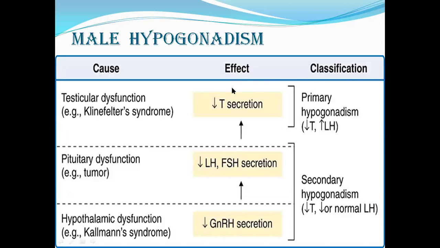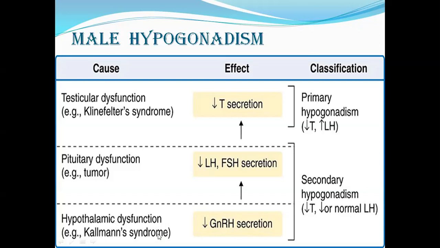Now coming to male hypogonadism, it may be due to hypothalamic dysfunction, which is known as Kallmann syndrome, or pituitary dysfunction due to a pituitary tumor. Here we see that the GnRH secretion is low, so also the LH and FSH secretion is low, and along with that the testosterone is low. So this is called secondary hypogonadism, secondary to hypothalamic dysfunction or pituitary dysfunction.